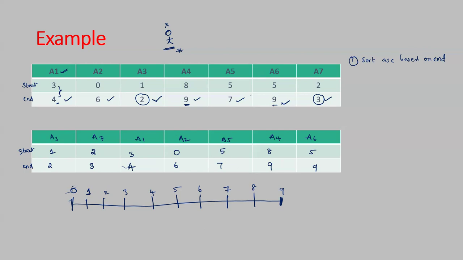So first, whichever activity is available first, you need to choose that. This activity starts at time 1 and ends at time 2. So I am going to highlight this place, which starts at 1 and ends at 2. Within this, I am going to complete the task A3.